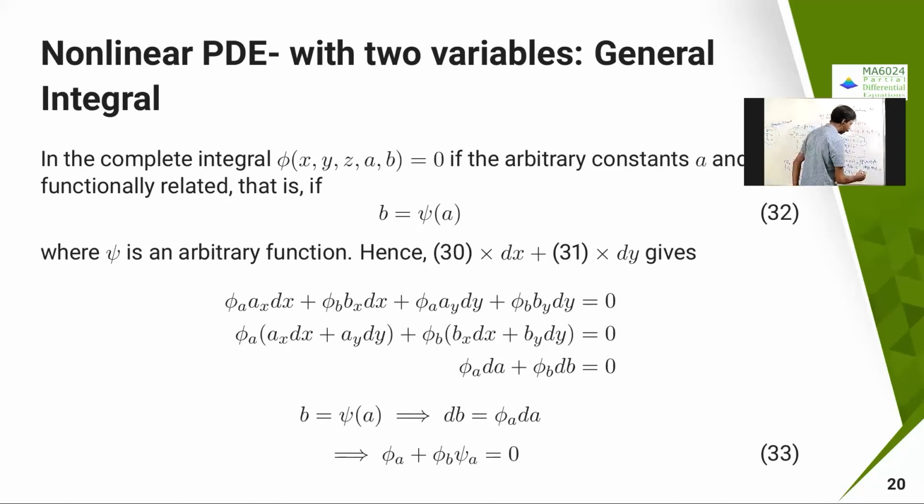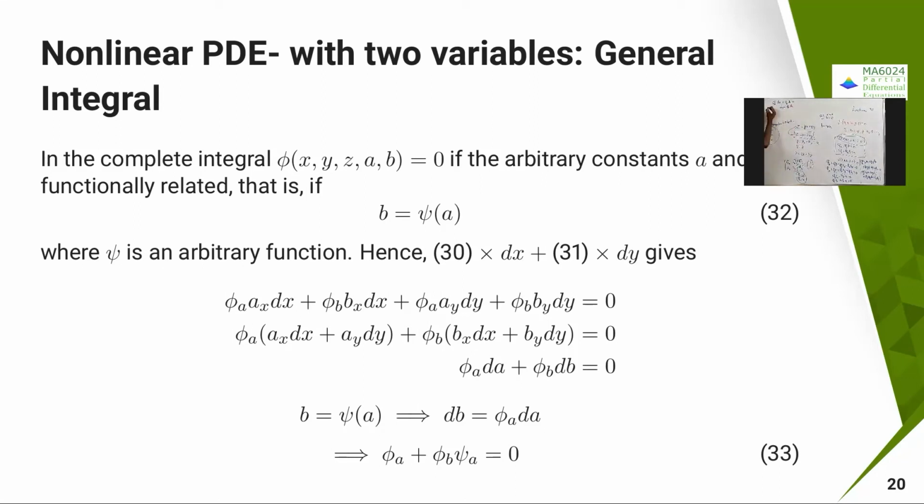So this one I can write as pi a into (ax dx plus ay dy) plus pi b into (bx dx plus by dy). That equation I can write as pi a into dA, by that definition, plus pi b into dB equal to 0. Since b is equal to psi of a, I'm going to get dB in terms of dA.